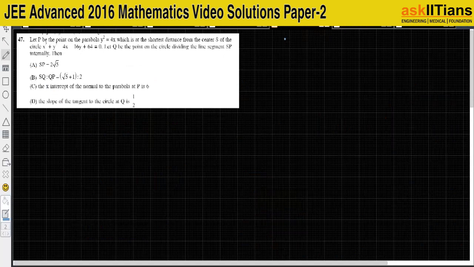Okay, now question number 5. This is question number 47 in the paper. So this question is from coordinate geometry, and coordinate geometry questions are really very easy, right?